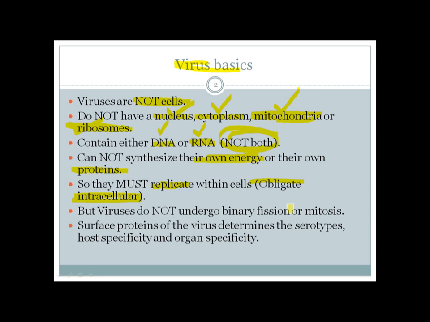Unlike human cells which undergo mitosis, or bacterial cells which undergo binary fission, viruses undergo multiplication or amplification. That means one virus can create hundreds or thousands of progeny viruses. On the surface of a virus you have surface proteins, which are very important. They determine the serotype, host specificity, meaning which host it is going to infect, and organ specificity, meaning which organ it is going to harbor. Those are the very basics of viruses.